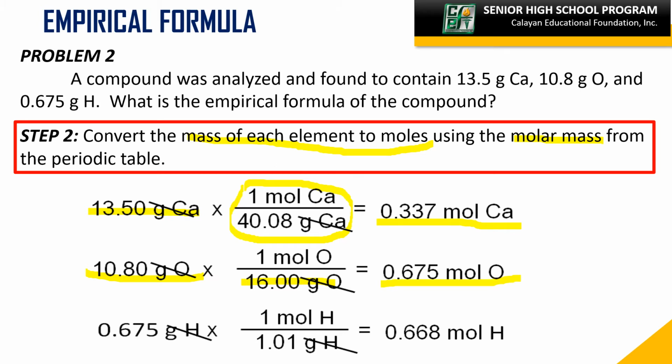0.675 moles. Now for hydrogen, our given is 0.675 grams. Then in every 1 mole, there are 1.01 grams of hydrogen. So 0.675 grams times 1 divided by 1.01 will give you an answer of 0.668 moles of hydrogen.